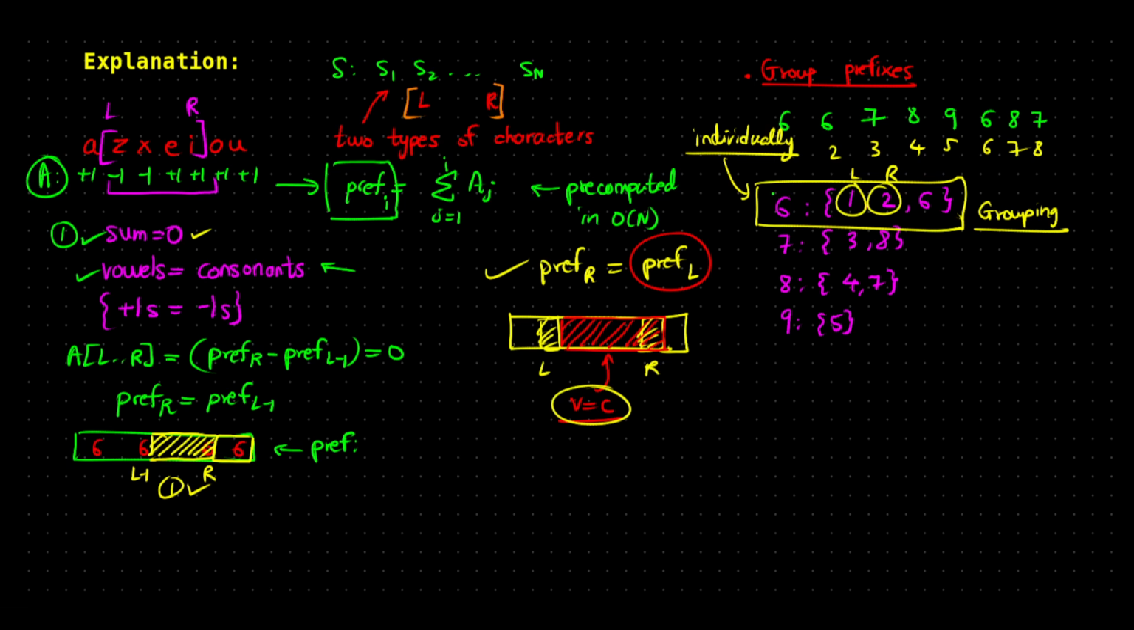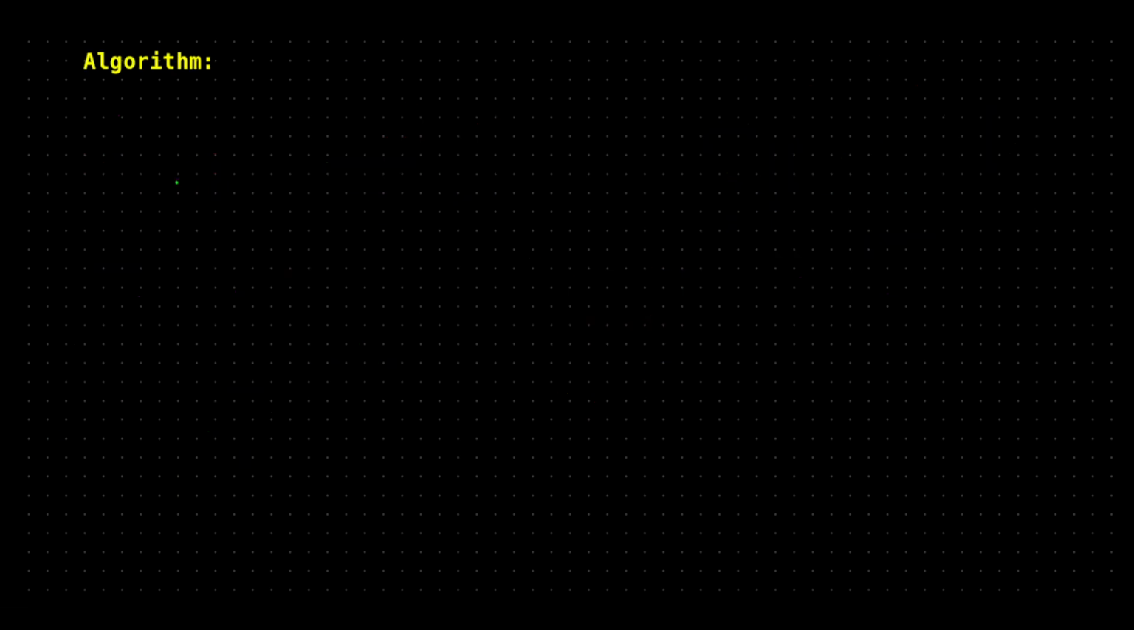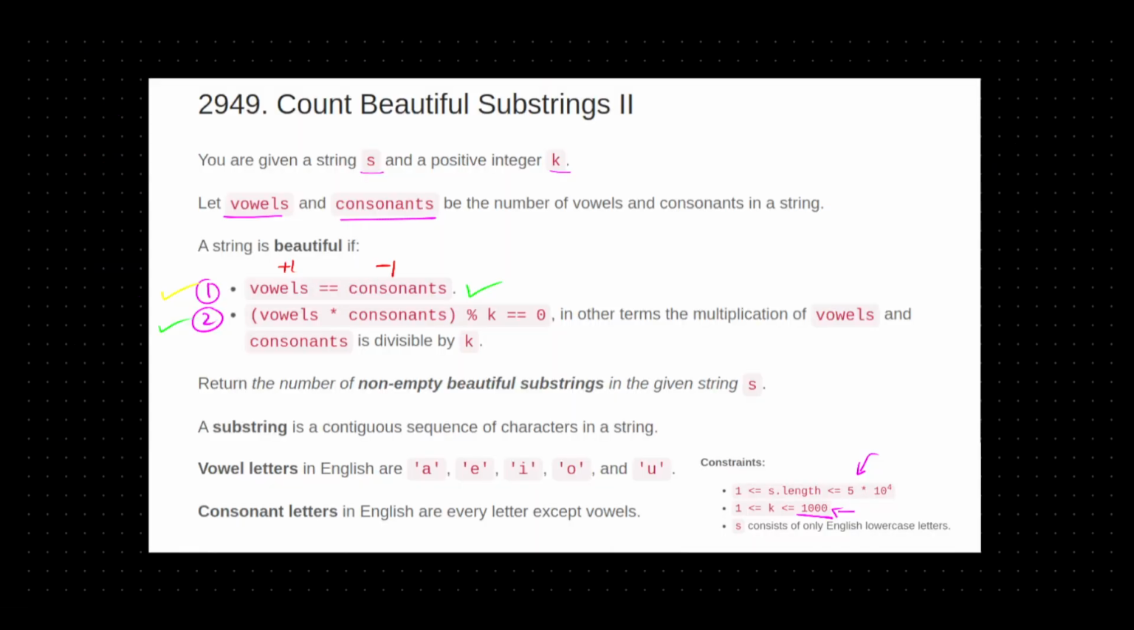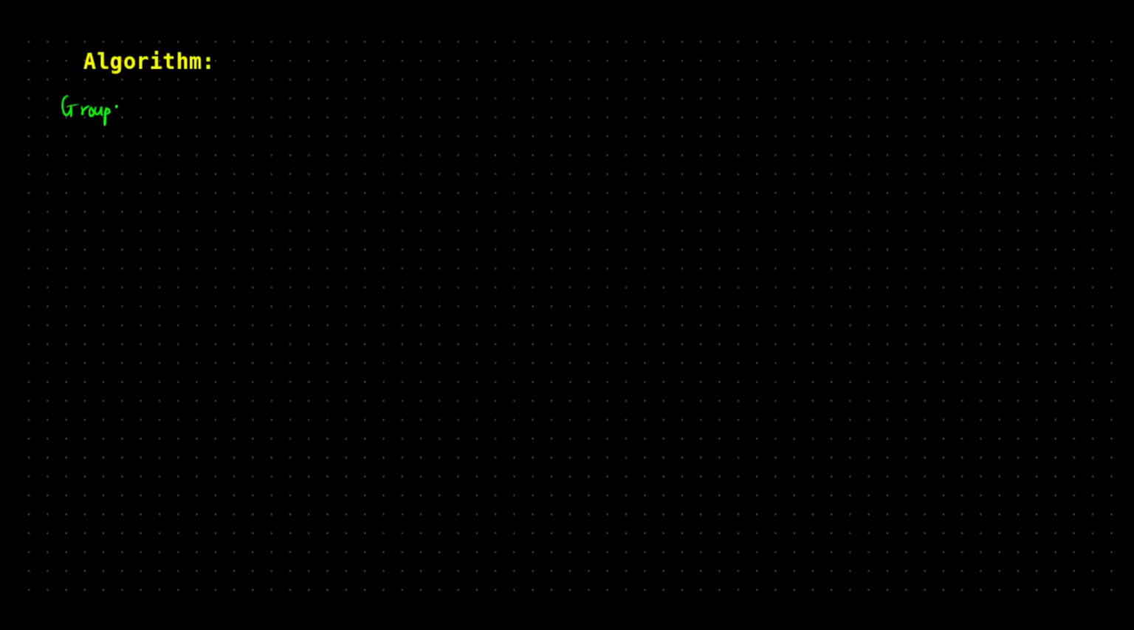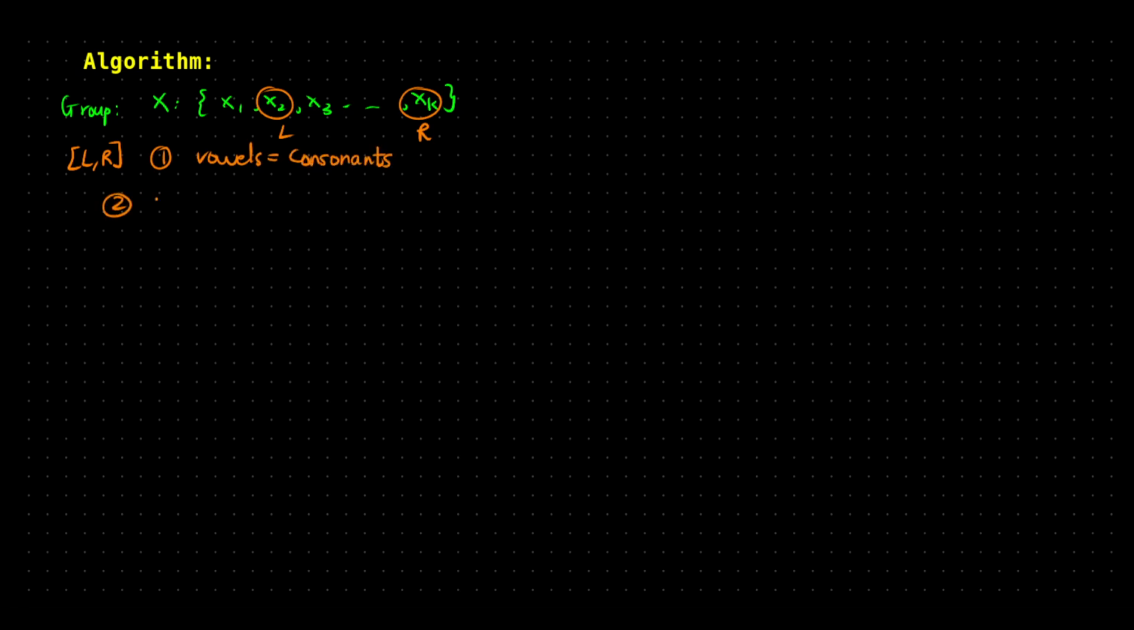Now let's try to understand how we can individually find this. The second condition mentions that we want the number of vowels times the number of consonants mod k equal to 0. Now if we have some grouping, the value is, let's say, x, and the locations in which it is present are, let's say, x1, x2, x3, all the way up to xk. As we derived earlier, any two values taken as L and R in this would mean that the subarray has the number of vowels equal to the number of consonants. And the second condition to follow here is vowels times consonants mod k is 0.